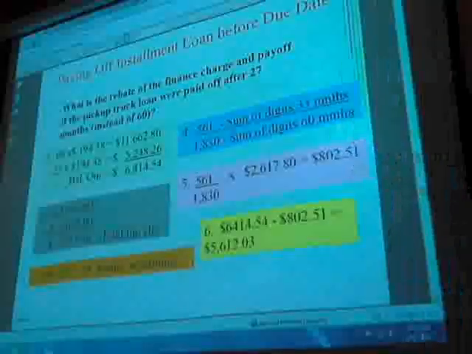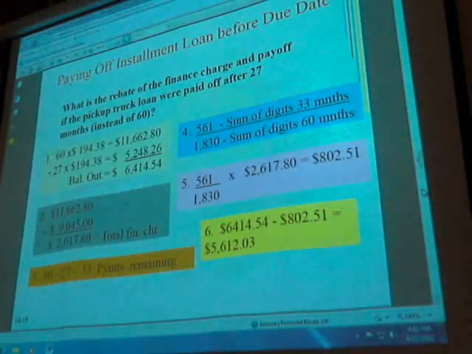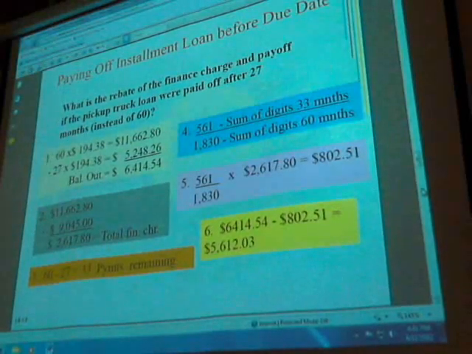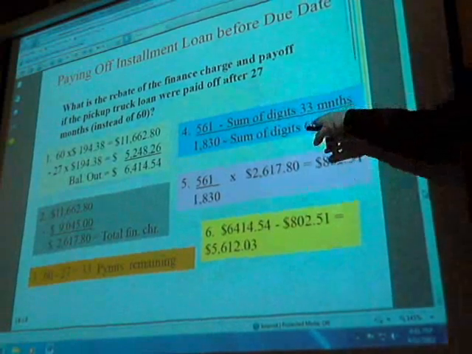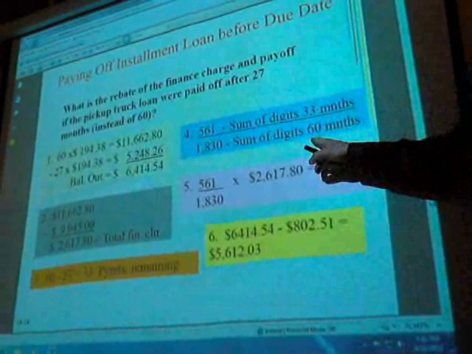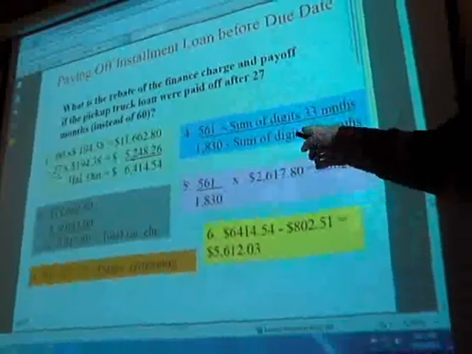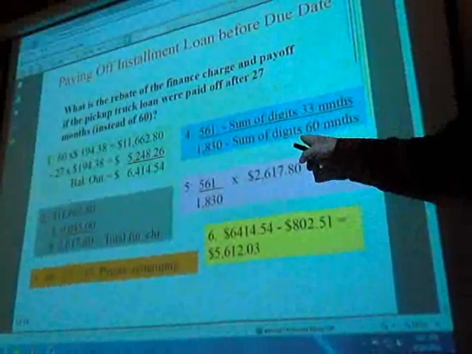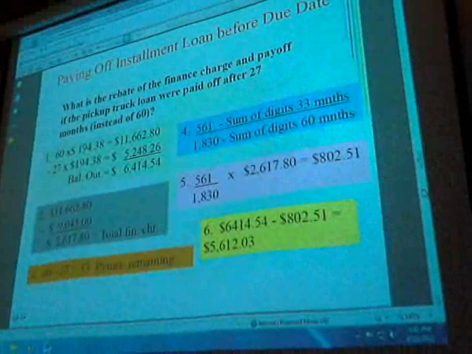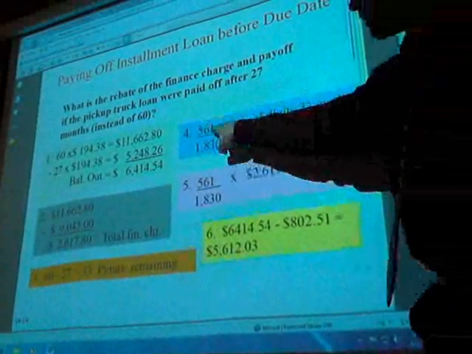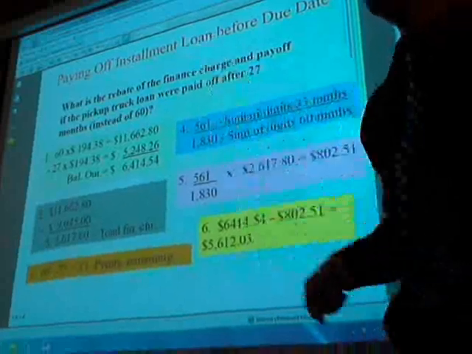How did you get the 561? Okay, it's in the table. Yeah, so the rebate, number of months, 60. Well, you have to use it twice, actually. Do the table twice. You have to do it once using 33 months, and then once using 60. Does that make sense? And then all you do is, when you go down to 33, you move one column to the right, and this is the number you'll get. Does that make sense?